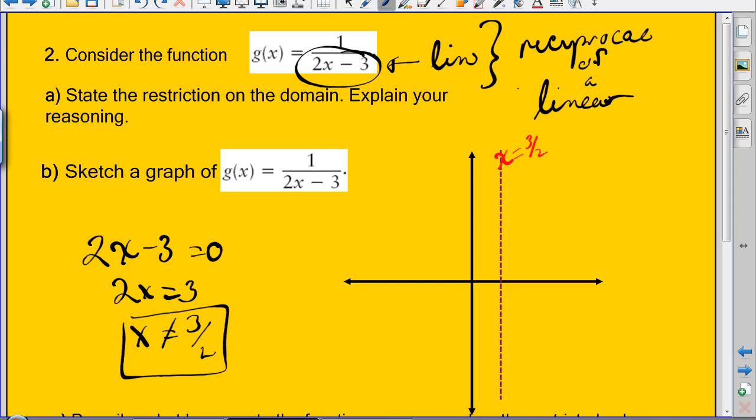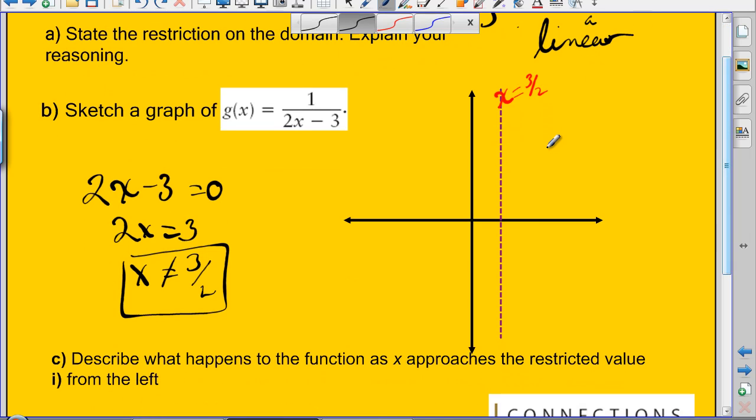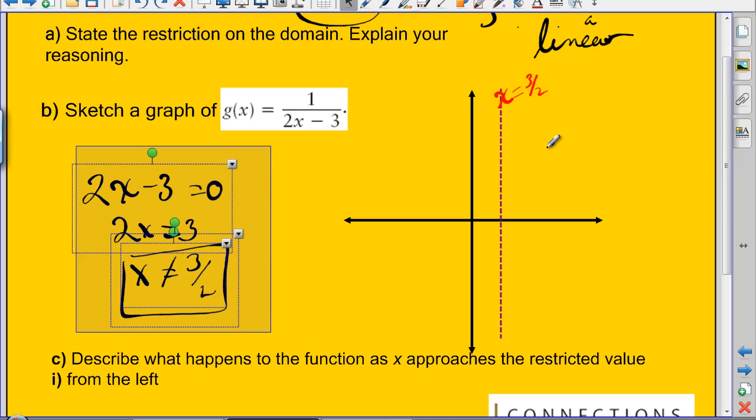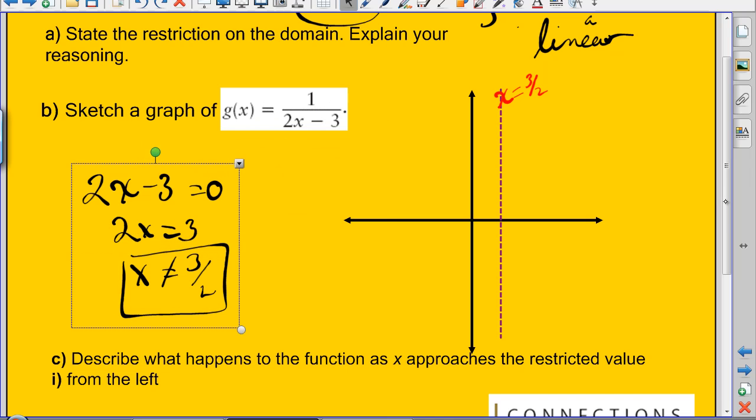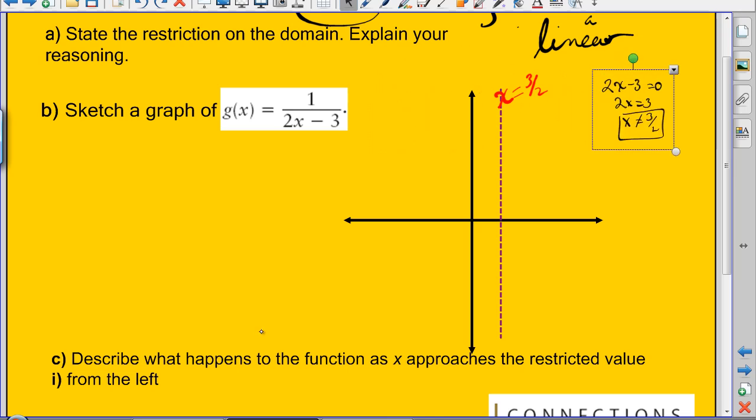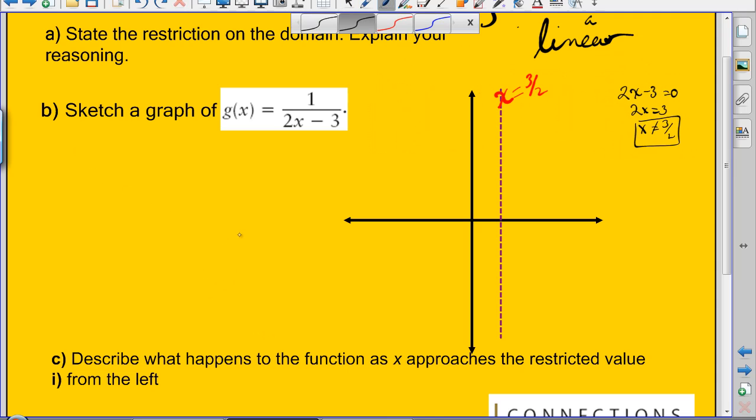Then I want to focus in on other things, so I want to see if I can pull out things like the x and y intercept. So to find the x-intercept, what I'm going to do is set the y value to 0. Let me just tuck this out of the way here. To find the x-intercept, we're going to set y equal to 0. Here's the y value. So I have 0 is equal to 1 over 2x subtract 3.